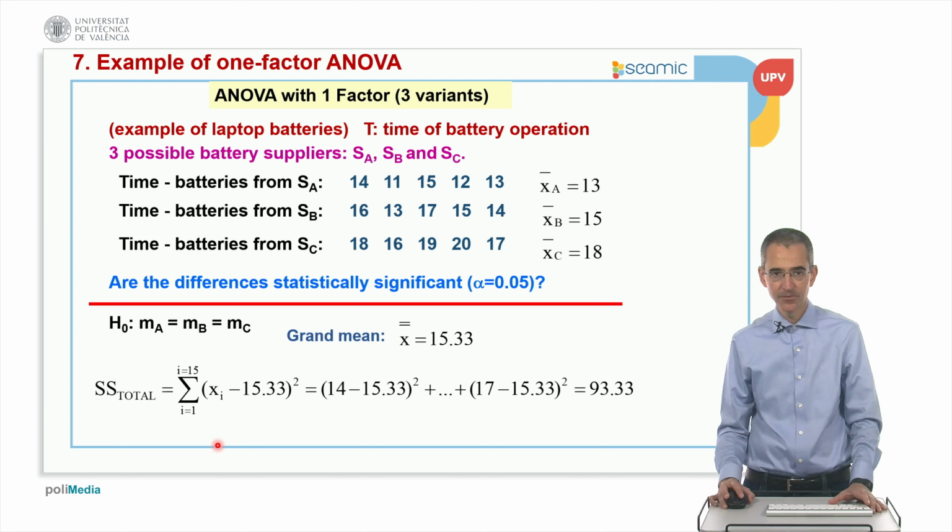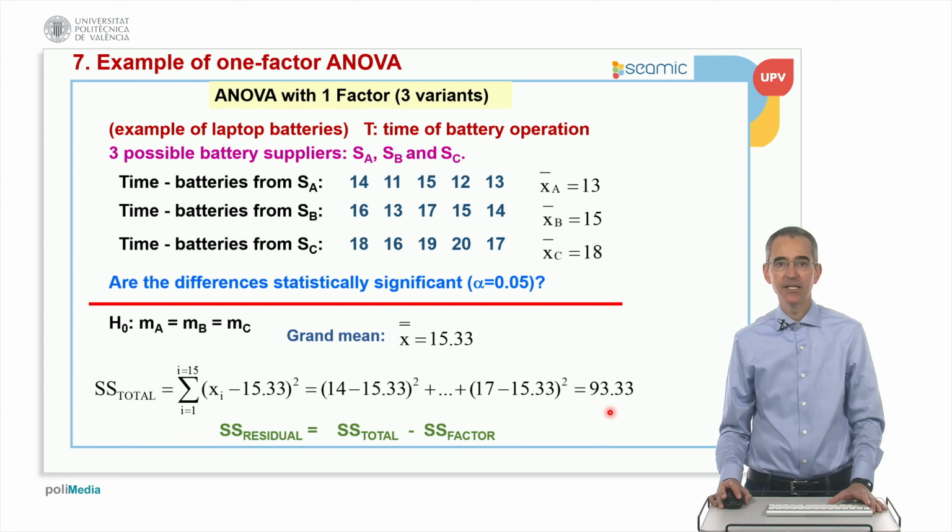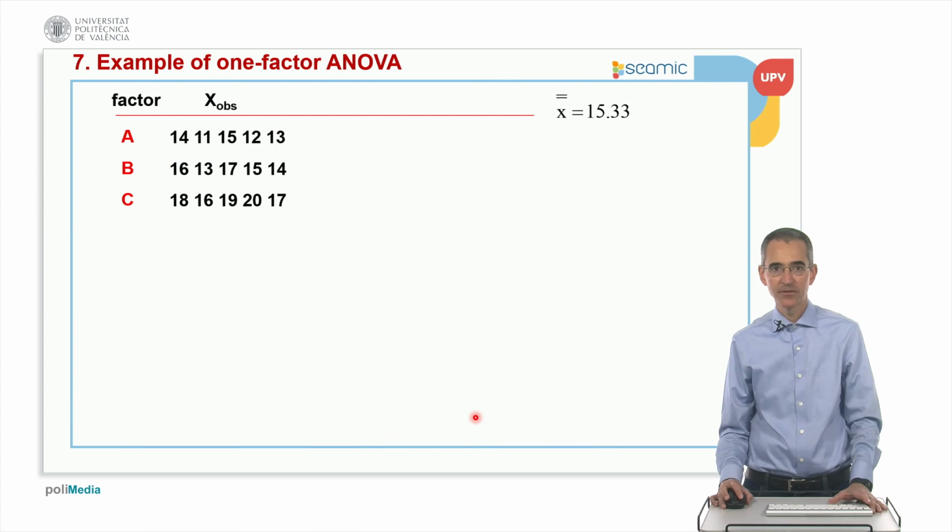Then we compute the sum of squares total. I presented the formula previously in another video: it is the sum of every value minus the grand mean, squared. We have 15 values, so we apply this formula, and we get the value 93.3. Then we have the decomposition of sum of squares. We compute the sum of squares of the residual as sum of squares total minus sum of squares of the factor. So the next step is to compute the sum of squares of the factor.